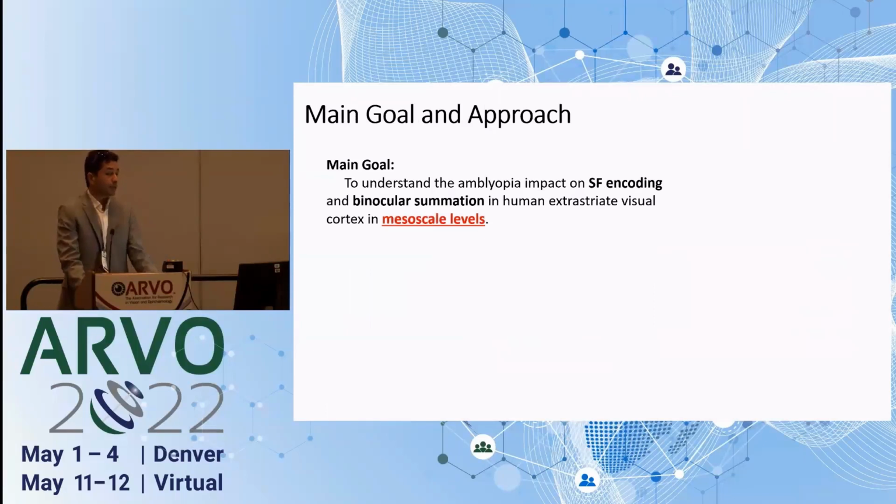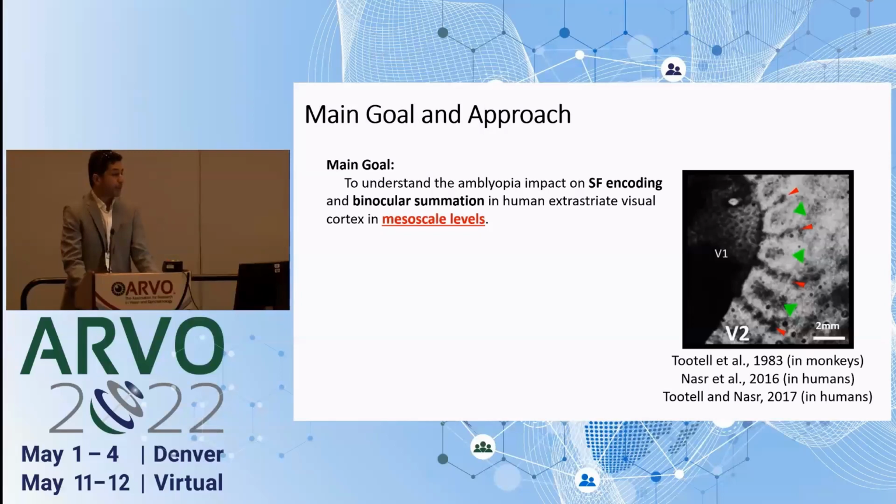We want to know what is happening at the neuronal level, and we have studied spatial frequency encoding and binocular summation in human extrastriate cortex at the mesoscale level. Every subject was alive, and there is no blood on my hands. It's important, and I emphasize using the mesoscale level, because previous studies have already shown that.